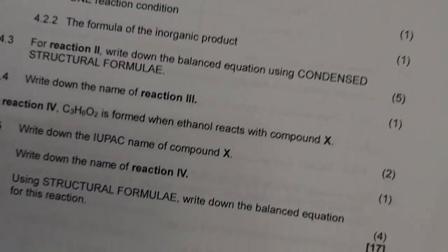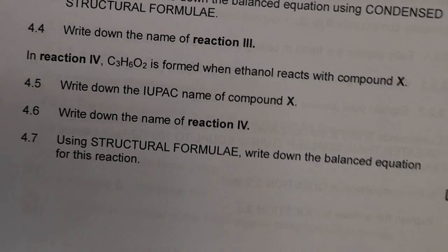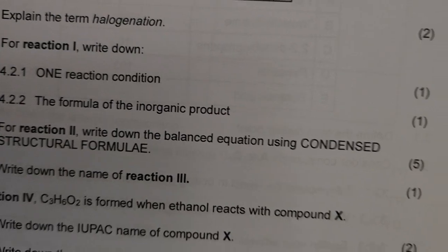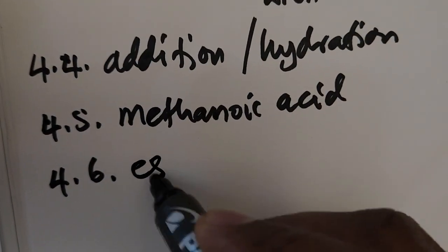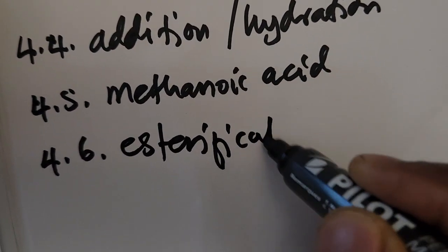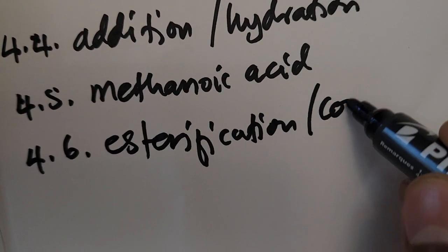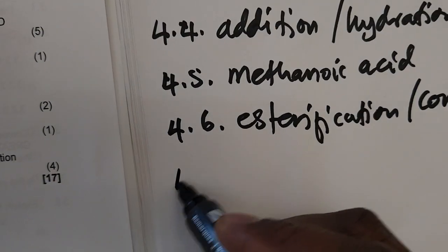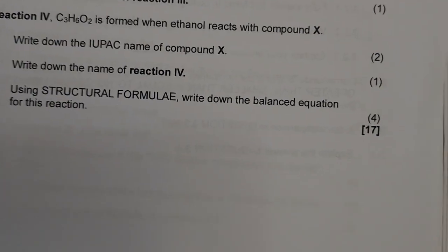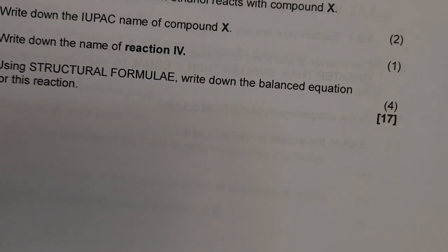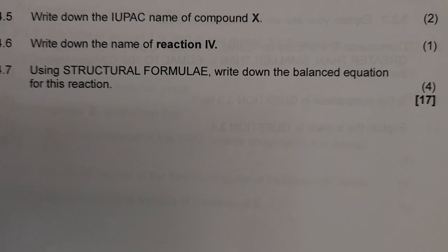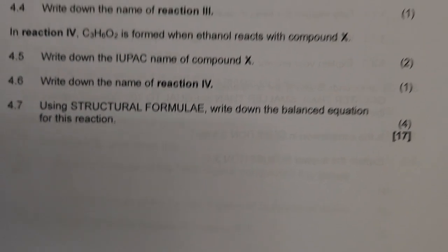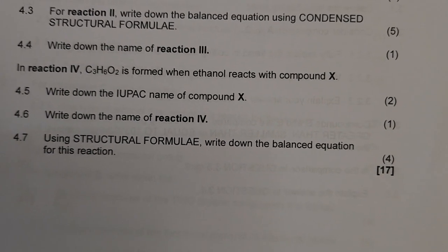4.6. Now they say to us, write down the name of reaction 4. Remember, ethanol can form an ester. That reaction is called esterification. Esterification or condensation. Condensation. Fine. Very easy. Now, more marks coming. For 4 marks, they say to us, using structural formulae, write down the balanced equation for this reaction. That is reaction 4. Write down the balanced equation for esterification.